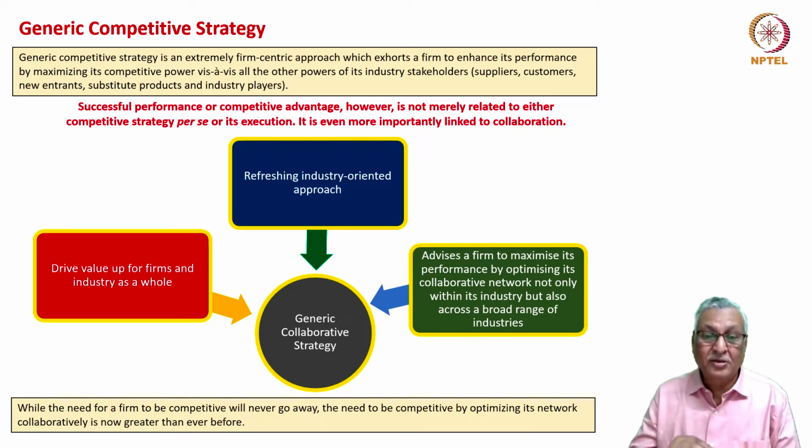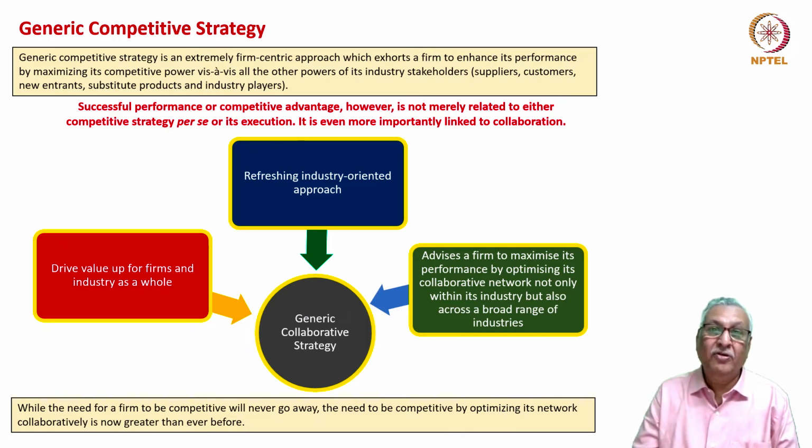Therefore, if you look at collaborative strategy as an equally important generic collaborative strategy, you will find that it has three important highlights. One, it drives up value for firms and the industry as a whole. Two, it refreshes industry-oriented approach to something which is more long-lasting and more broad-based than winning over the competitors. And it also advises a firm to maximize its performance by optimizing its collaborative network, not only within the industry but also across a broad range of industries.